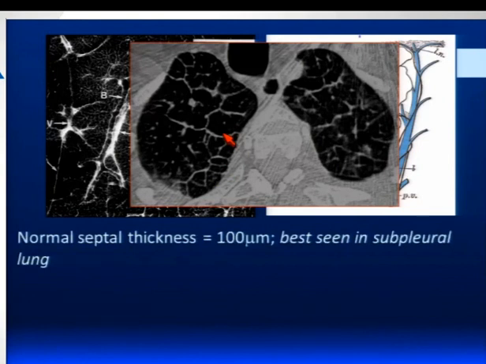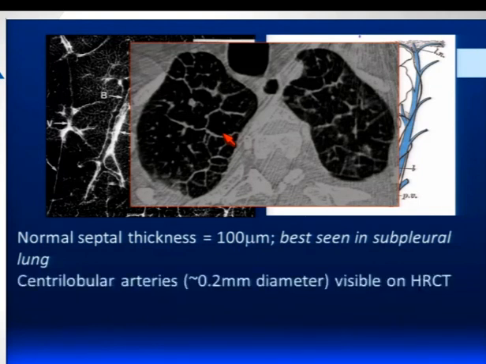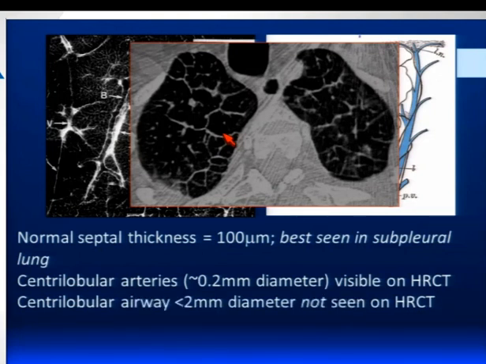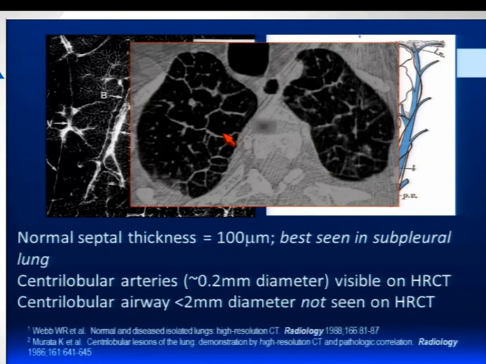In normals, the septa are incredibly difficult to see, but occasionally you will see them, as you'll see in a second. But the normal interlobular septum only measures 100 micrometers, so you're generally not going to see the interlobular septum. And if you're going to see it, you'll see it in the subpleural lung. The artery is the dot, as you know, in the middle of the airway, but the airway itself is very difficult to see because the wall of the airway really isn't very thick.